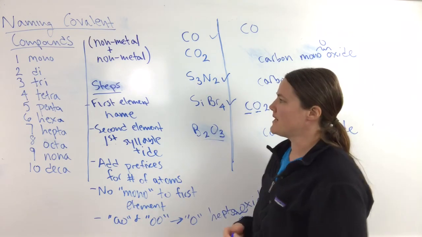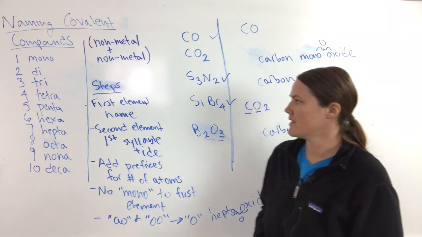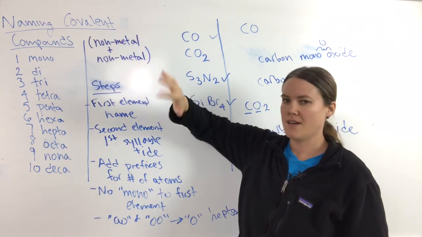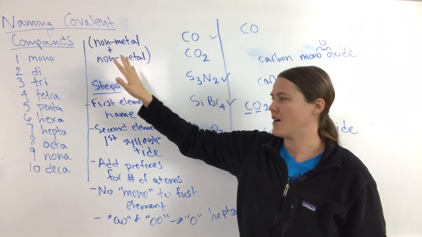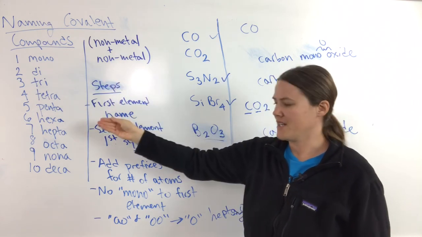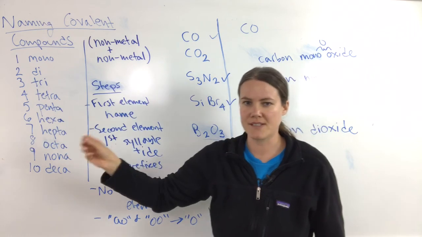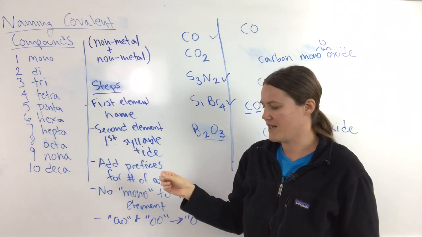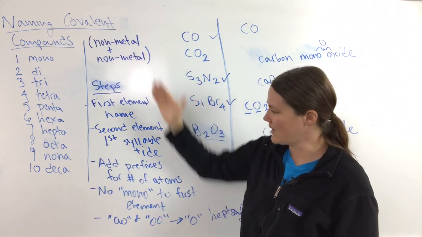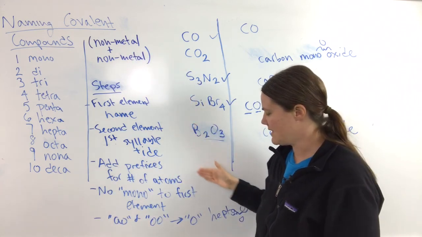Remember, if you're naming a compound, the very first thing you want to do is figure out if you have an ionic compound or a covalent compound. If you have an ionic compound, I have a video on naming ionic compounds, so go watch that video and use the rules in that video for naming your compound. If you have a covalent compound, you would use these rules.